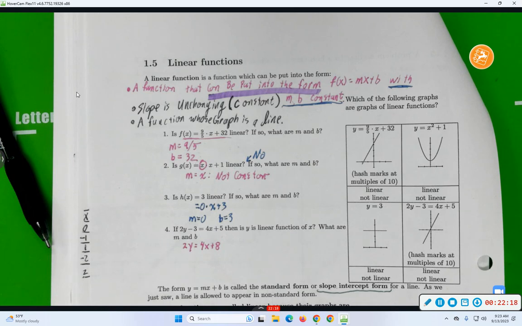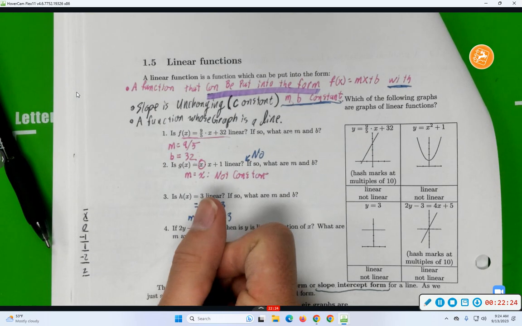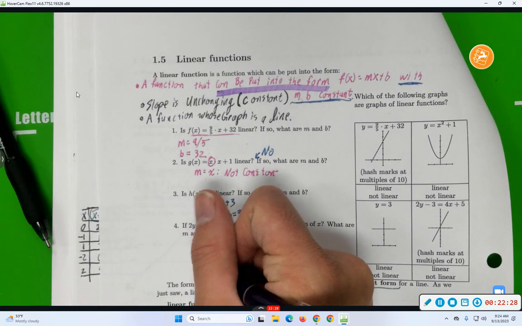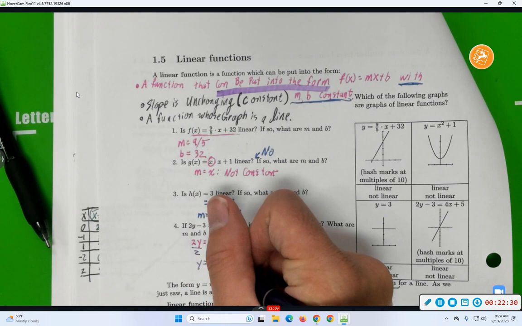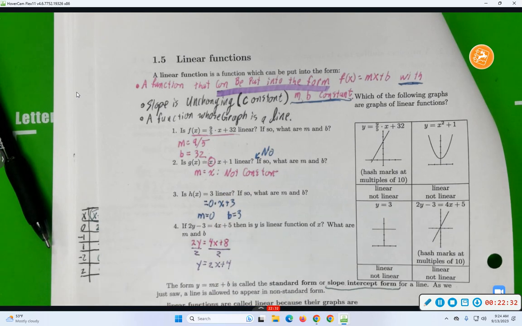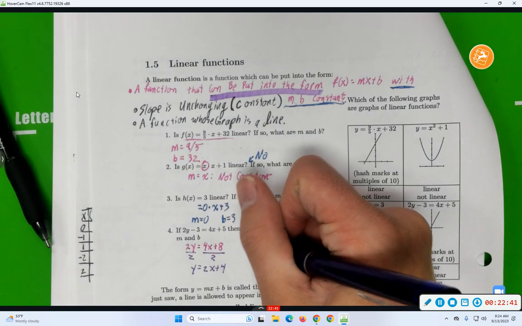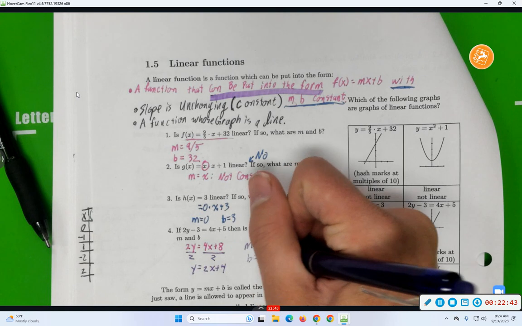And whenever you divide both sides by 2, you have to divide all of both sides by 2. Giving you y equals 2x plus 4. Nice. So what's m? What's b? Groovy.